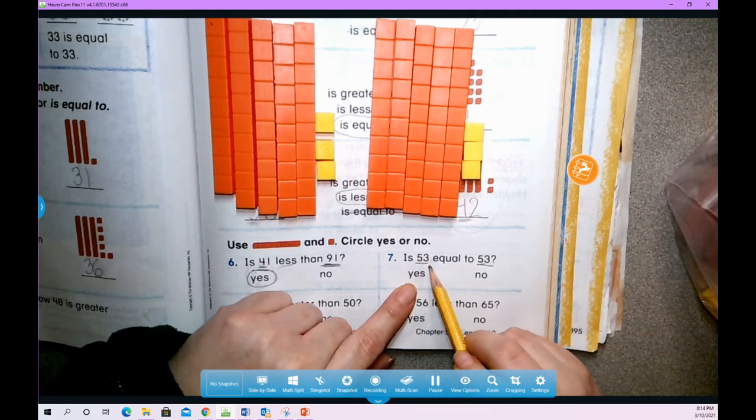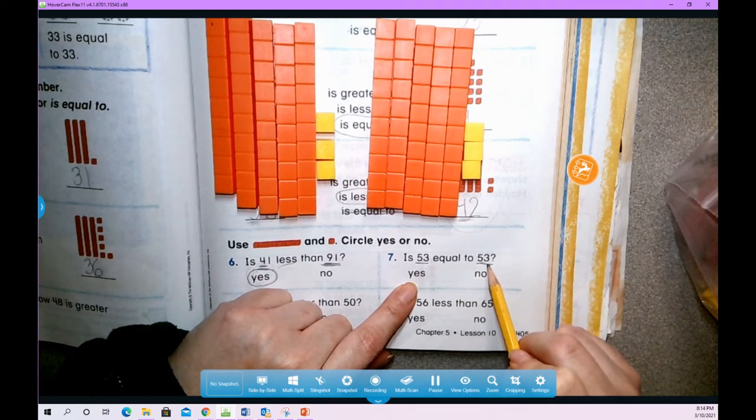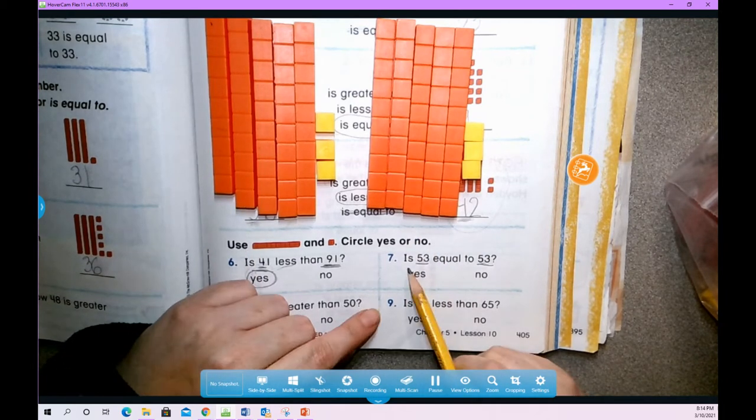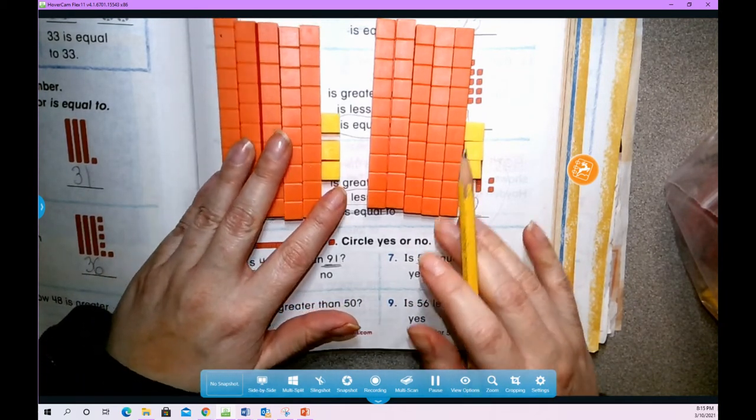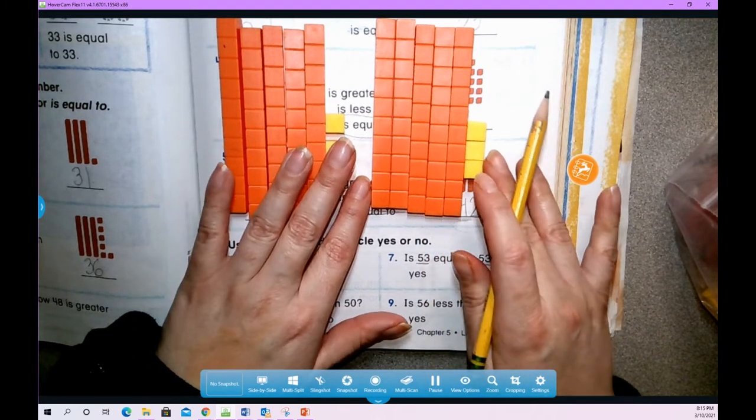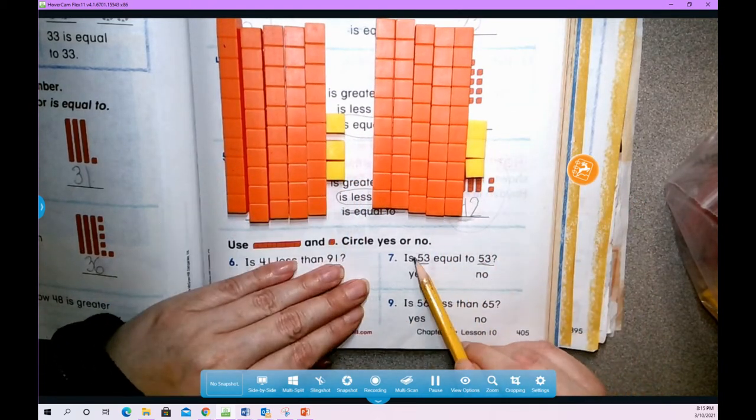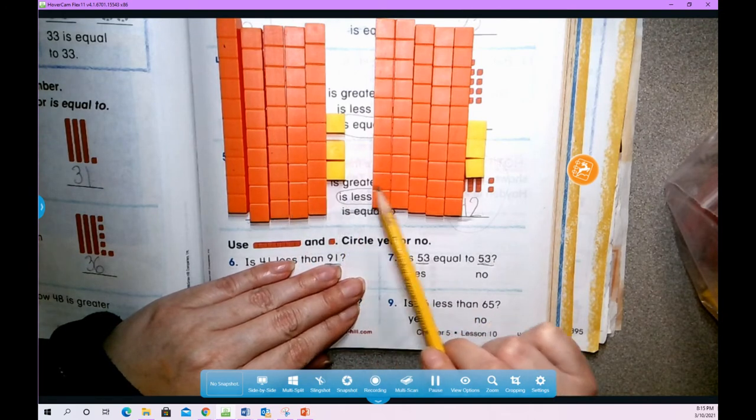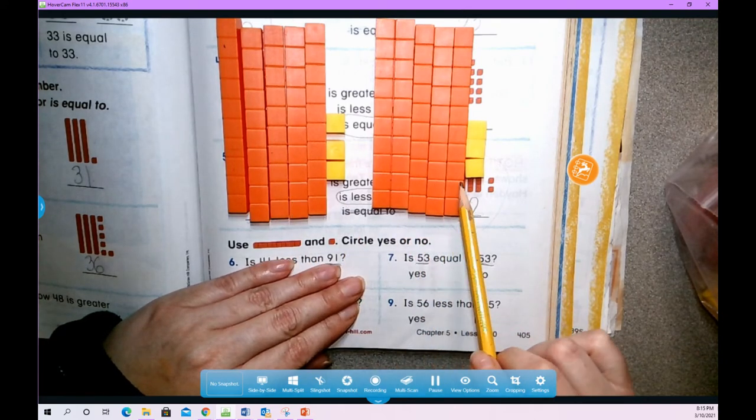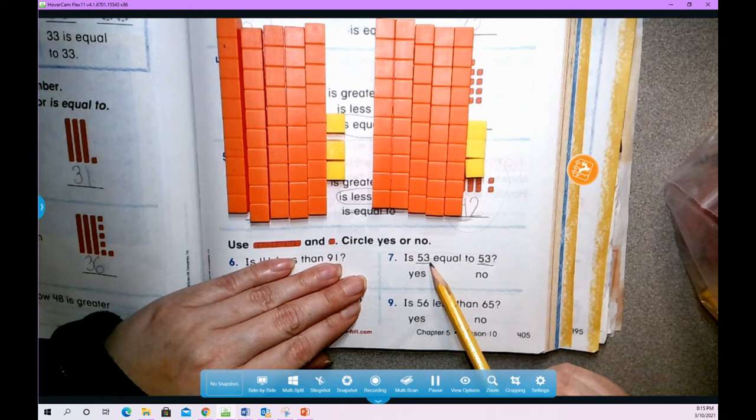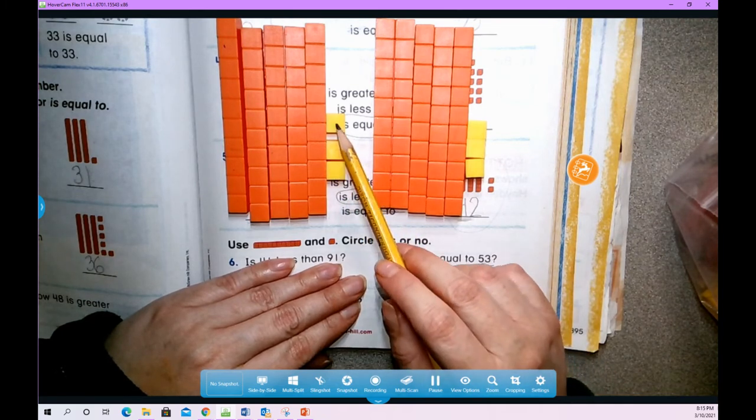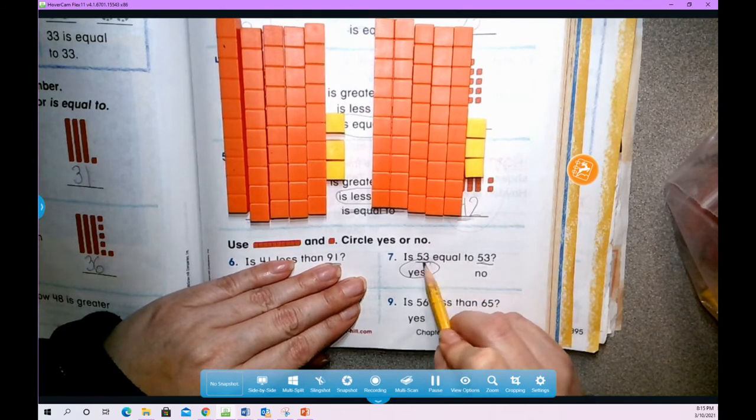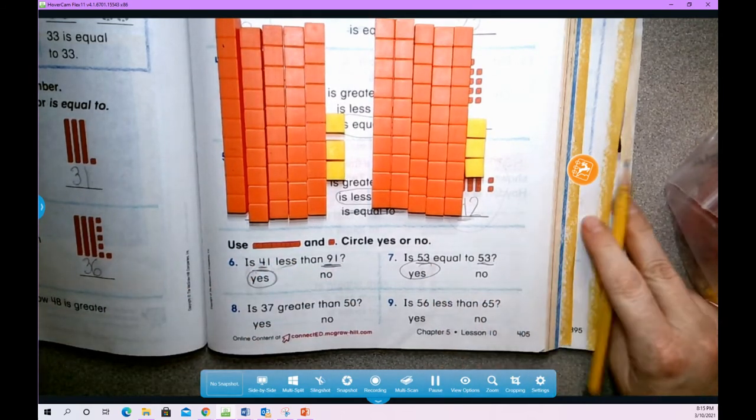So, is 53 equal to 53? Remember, equal means the same. Is this one equal to this one? Do they have the same number of tens? 1, 2, 3, 4, 5. 1, 2, 3, 4, 5. They do. Do they have the same number of ones? 1, 2, 3. 1, 2, 3. They do. So these guys are equal. Yes, they are equal.